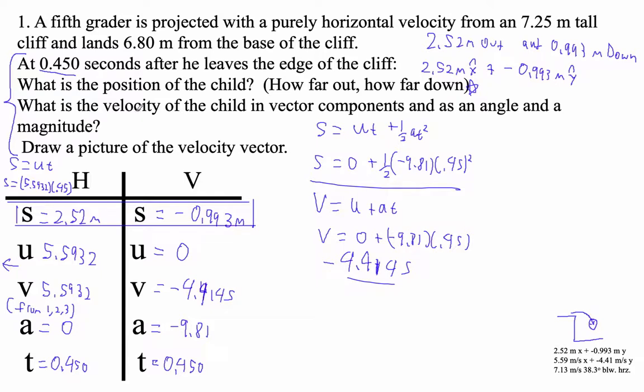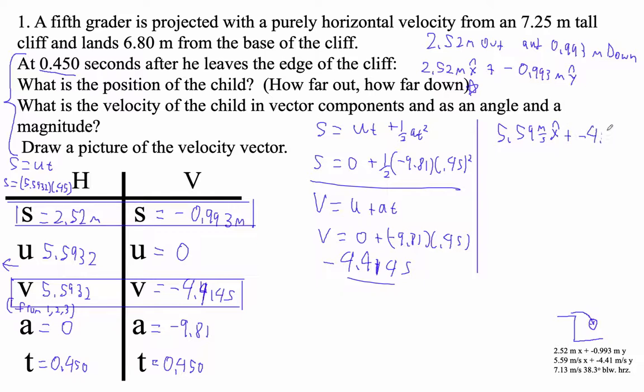And then what is the velocity of the child in vector components and as an angle and magnitude? As components, it's going to be this. Our final velocity is this guy here. So it's going to be 5.59 meters per second in the x direction plus a negative 4.41 meters per second in the y direction. So that is a component vector.